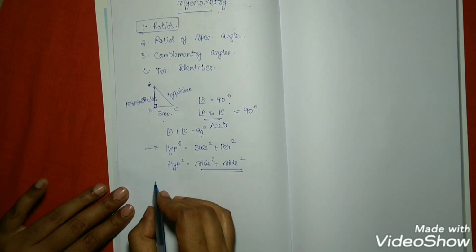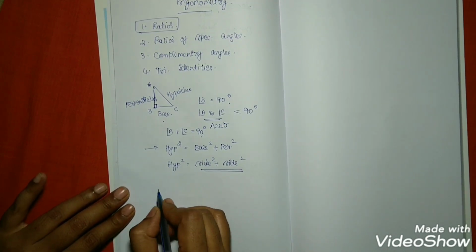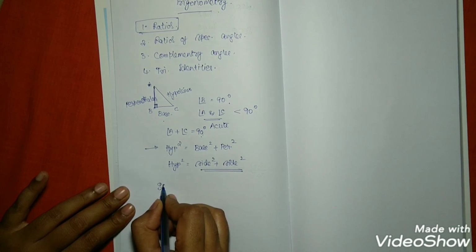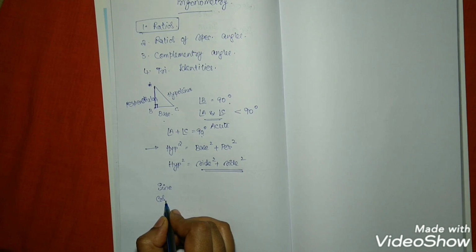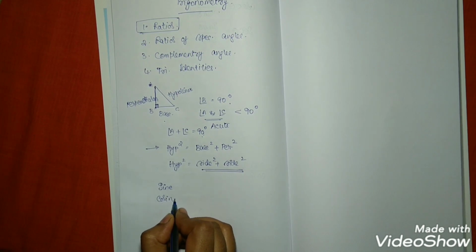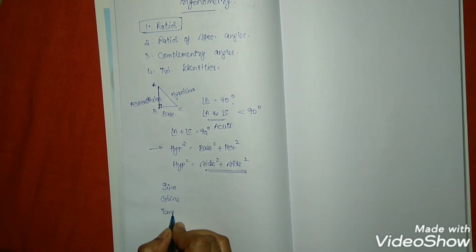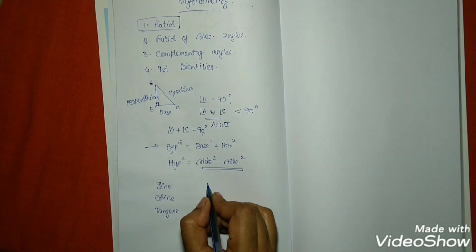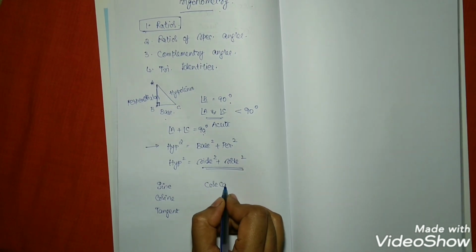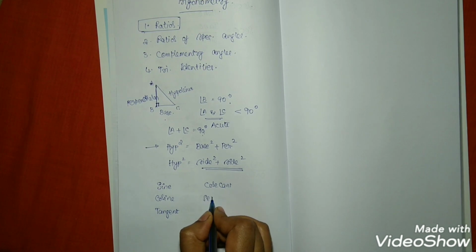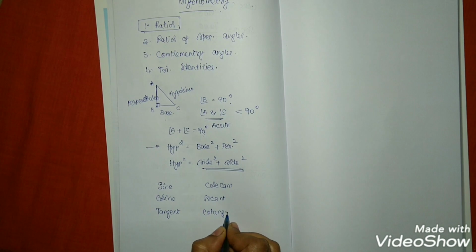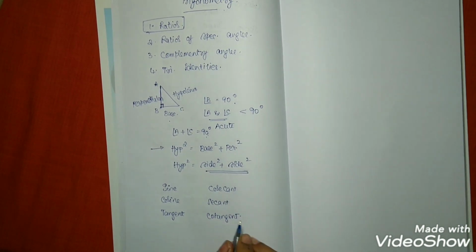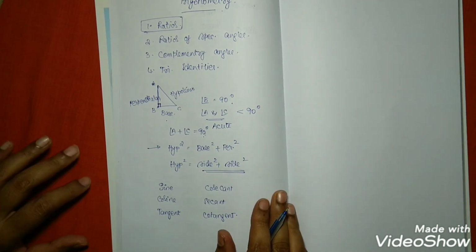So now I'll explain the trigonometric ratios here. As I said, there are 6 trigonometric ratios. They are sine, cosine, tangent, cosecant, secant and cotangent. So these are the 6 trigonometric ratios.